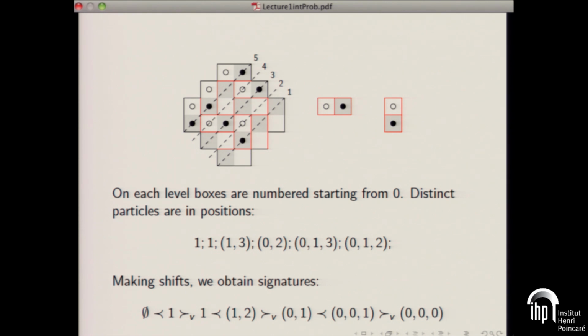So these are distinct particles. And from making this shift, I obtain distinct particles. I can do this step in another direction and obtain signatures. Of course, it's possible to formulate this interlacing for distinct integers, but we will see that for some reasons it will be more convenient to always work with signatures, to write everything in terms of signatures.